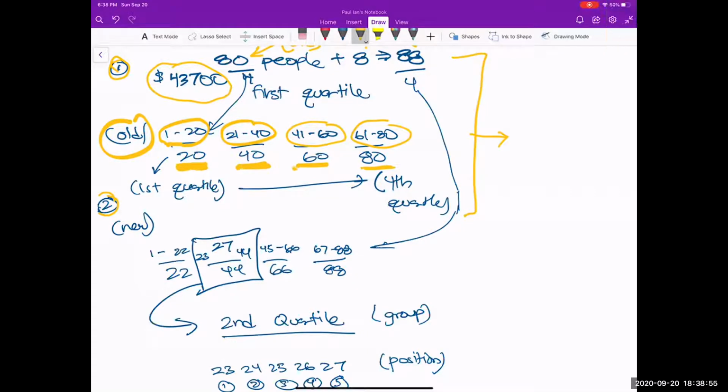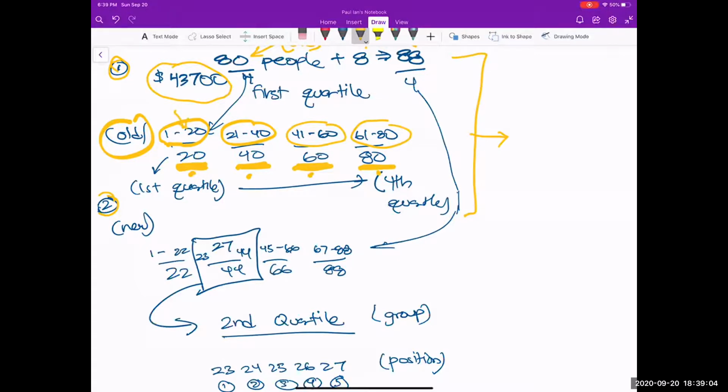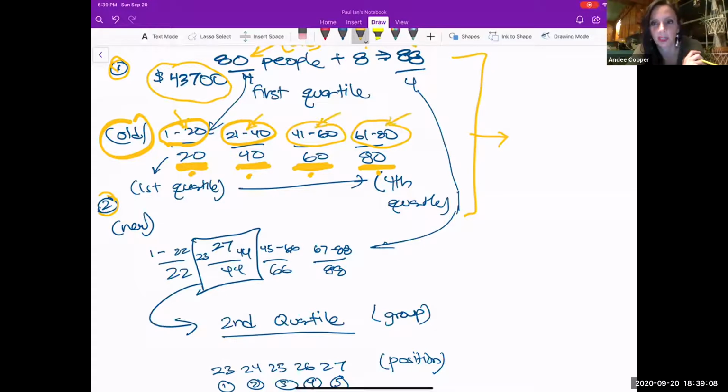So this is how I would think about it. You have first quartile, second, third, and fourth. And then within each quartile, you have positions, right? 1 to 20, these are the positions, then 21 to 40. Okay, so he's at position 78? No, 79.